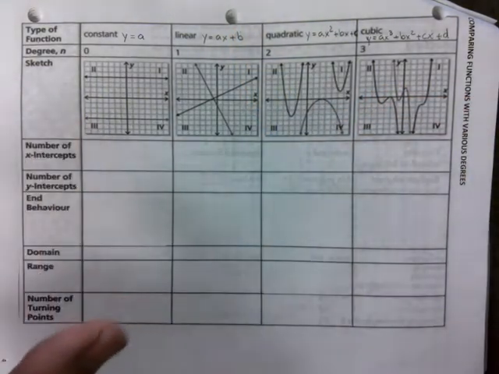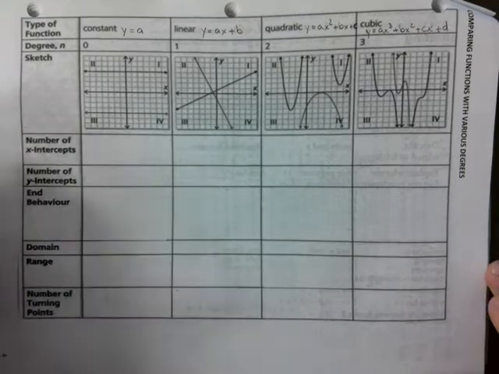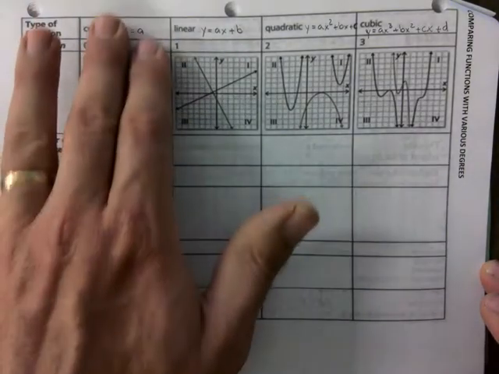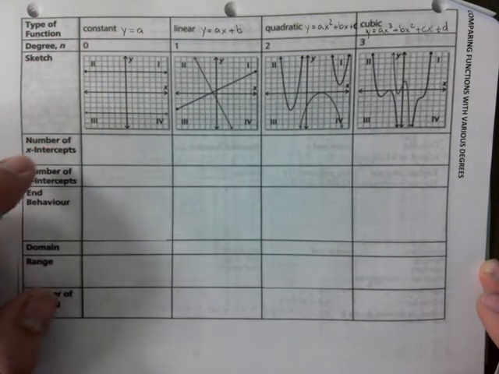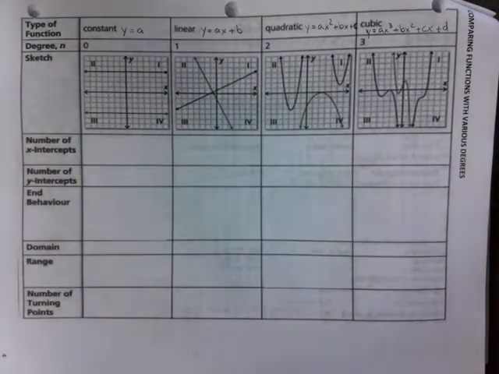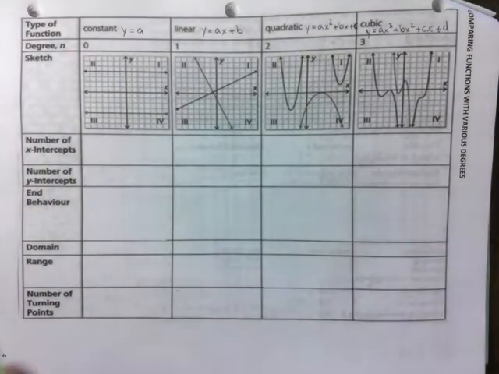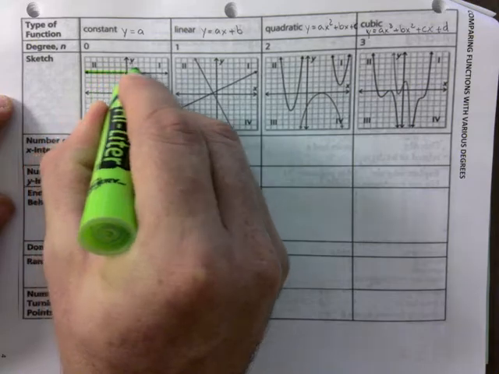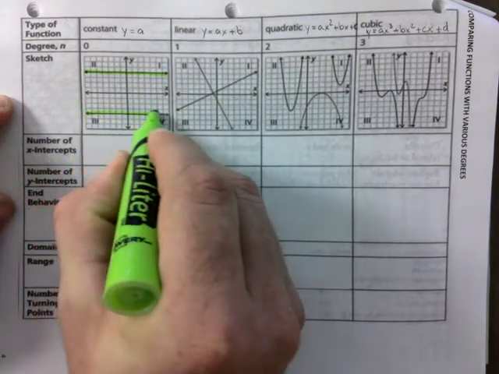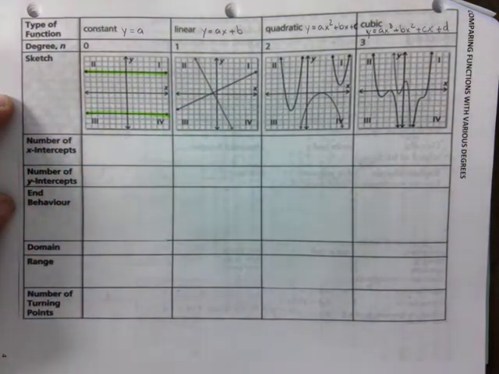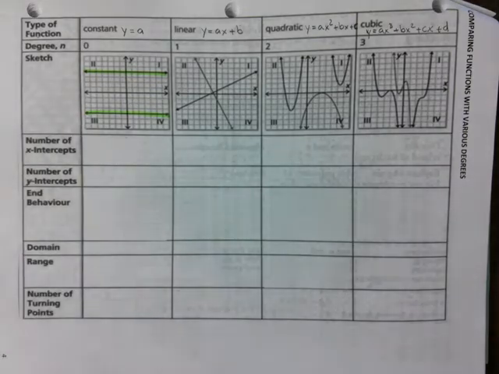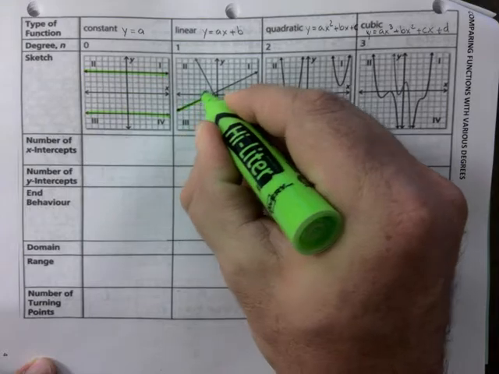Okay, so let's look at all these functions in terms of, let's fill this in here. Number of x-intercepts for one of these, and I'm going to grab a highlighter, and I'm just going to highlight those lines because it's hard to see, right? I'm going to highlight that. Just highlight the lines themselves.